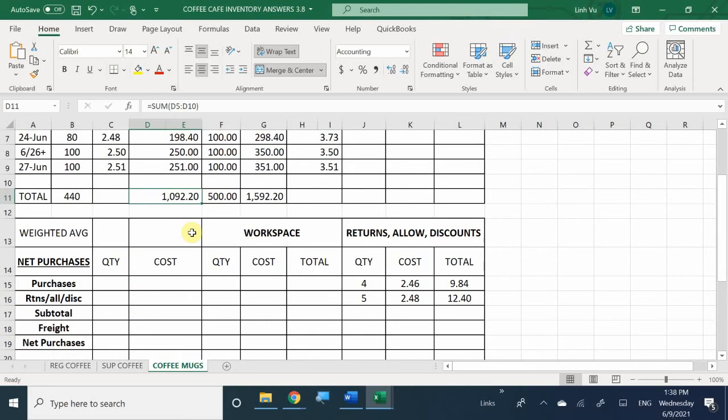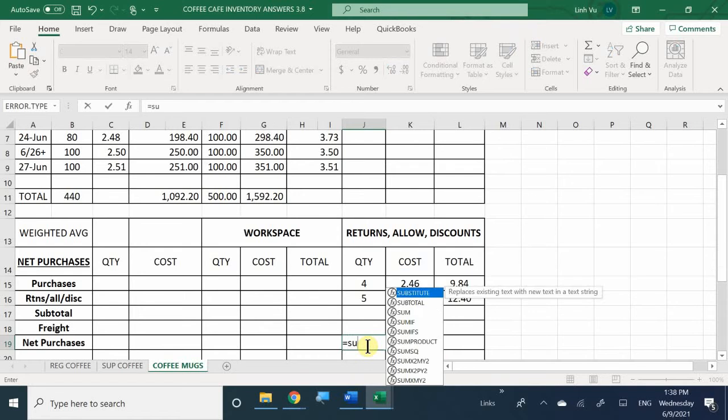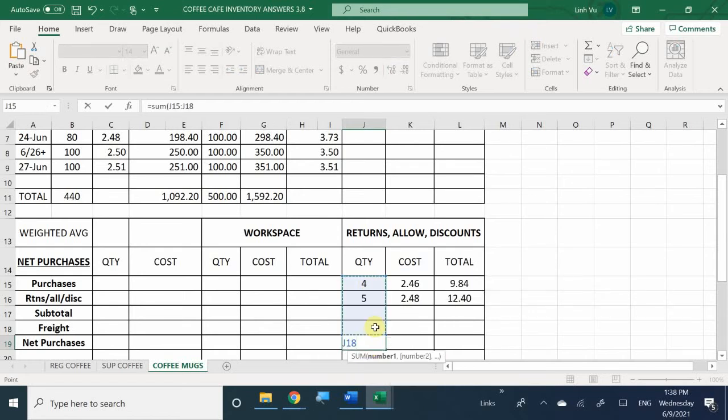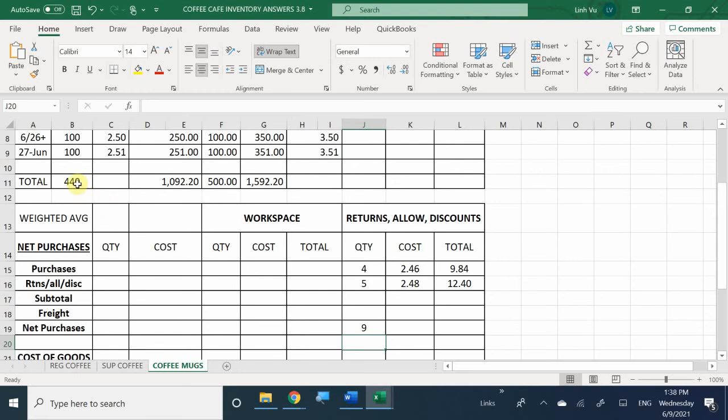What about my returns and allowances? Let's figure this figure out right here. How many mugs did I return? 9. Right, we returned 9. All right, and what was my total refund? $22.24. Good, excellent. Okay, so now let's go ahead and plug our numbers into my little table here.